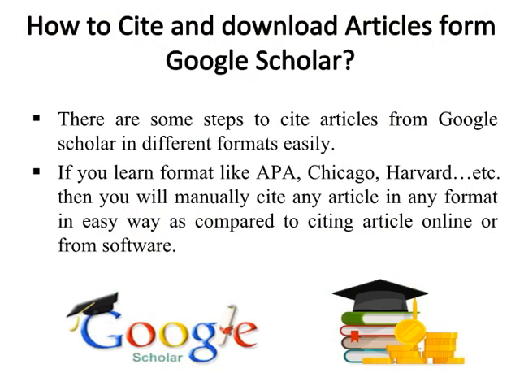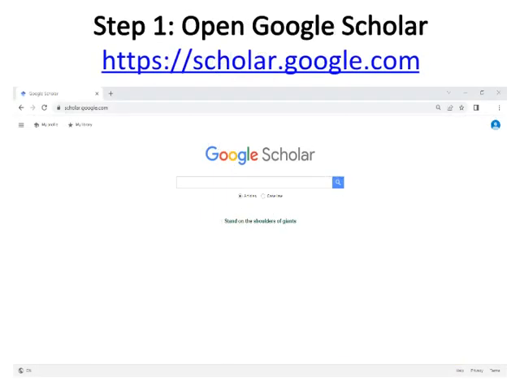If you learn formats like APA, Chicago, Harvard, etc., then you will be able to manually cite any article in any format in an easy way, as compared to citing an article online or from software. So let's start in step 1.